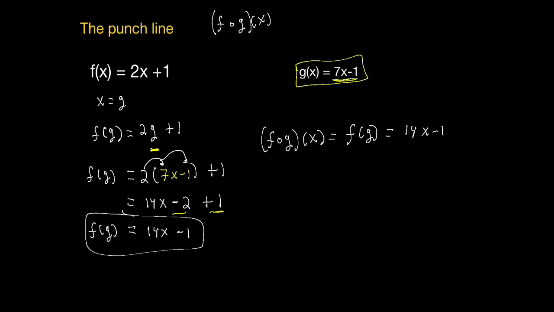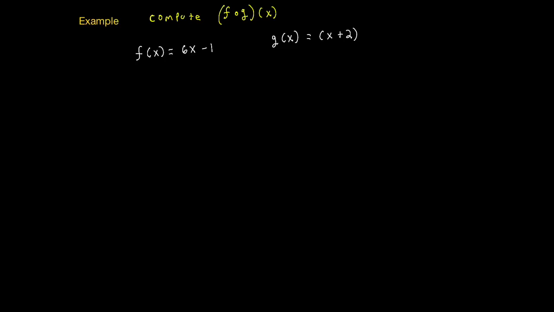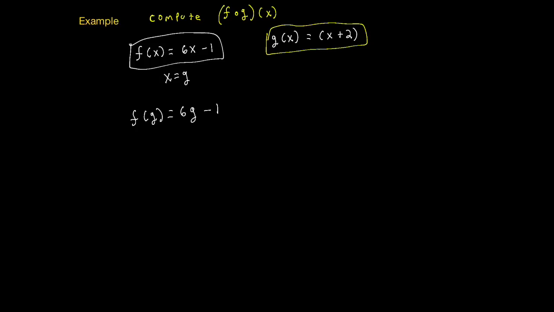So let's try some more examples. Let's try this one. We have to compute f round g, and again the strategy is to first evaluate f at g, so at x equals g. So here f of g is going to be the same thing as 6g minus 1, because all that's happening here is the x's are getting replaced by a g. Now we can apply this substitution here because g is equal to x plus 2.